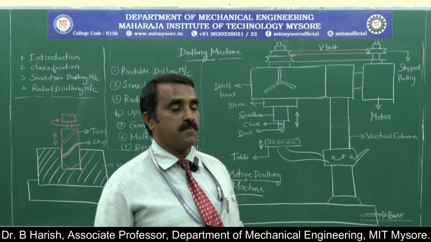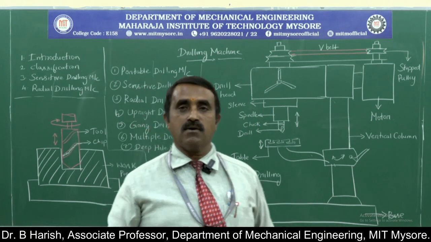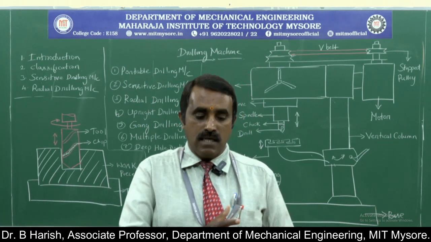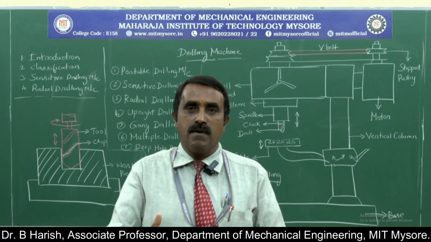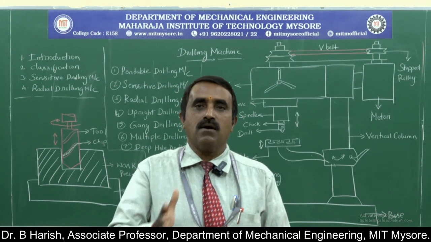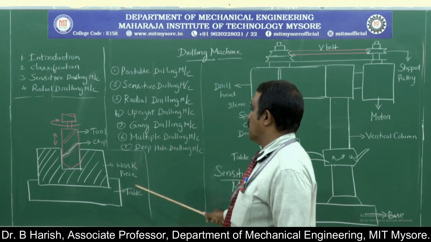But in the case of multiple spindles, you can have more than one spindle. All the spindles will be connected to a common motor and all will be rotating at the same speed. Hence, if you want to drill, say, 10 mm holes on a given job, all the holes can be drilled simultaneously. That is the feature of the multiple spindle drilling machine.